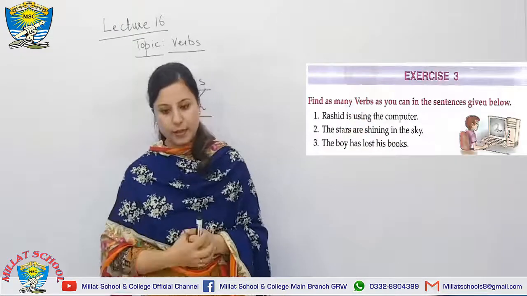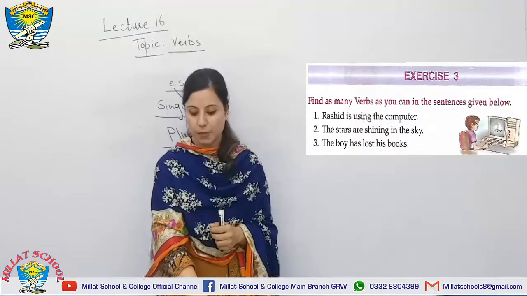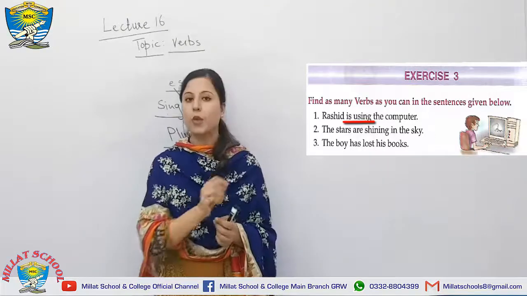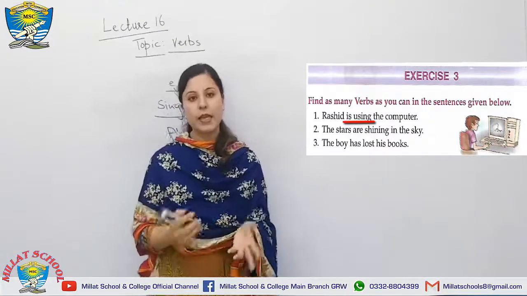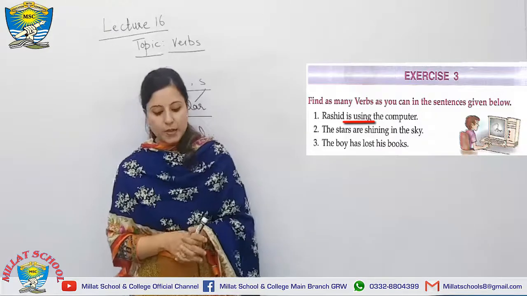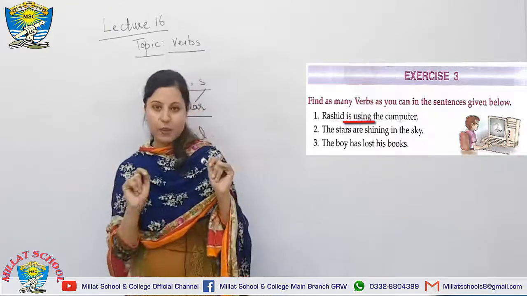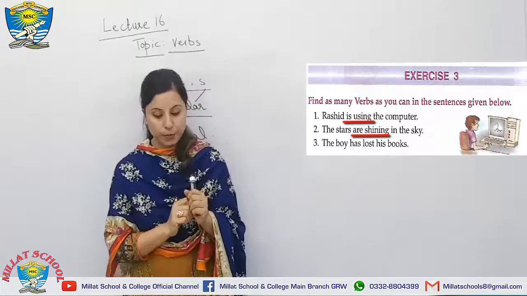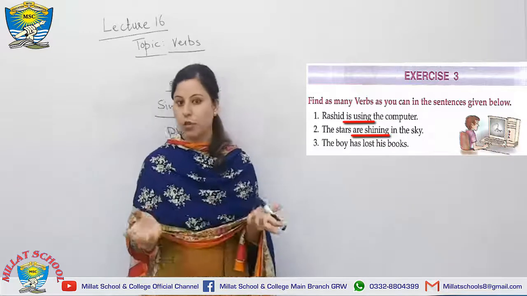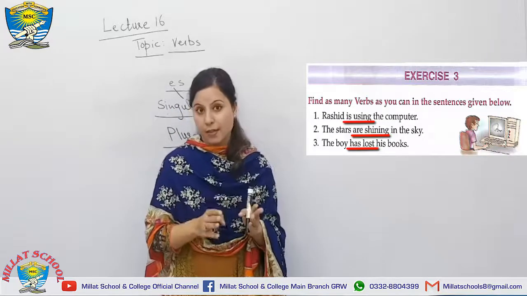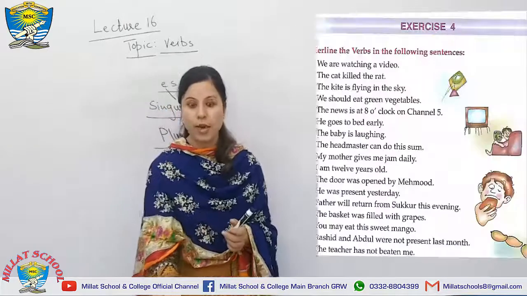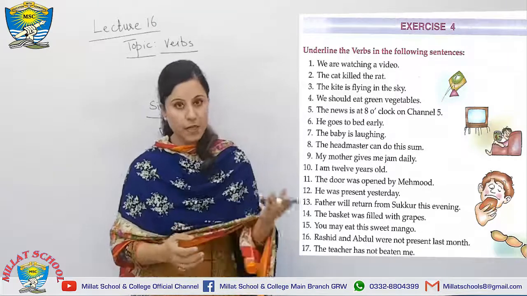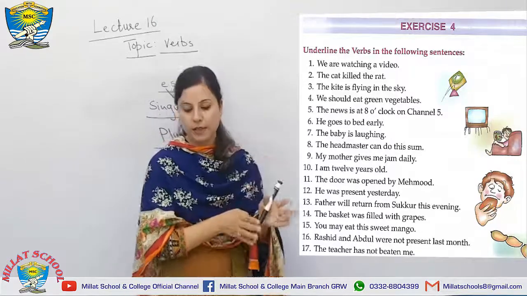The number 3 exercises will be done in the same way. For example, Rashid is using the computer. Got it? So is doing, both will be underlined, and is our verb. The stars are shining in the sky. What do we have to do? Are shining will be selected as the verb. Number 3, the boy has lost his books. Has lost it. Now switch to the next page, page number 80. Exercise number 4 will be done by you as you have done exercise number 3.